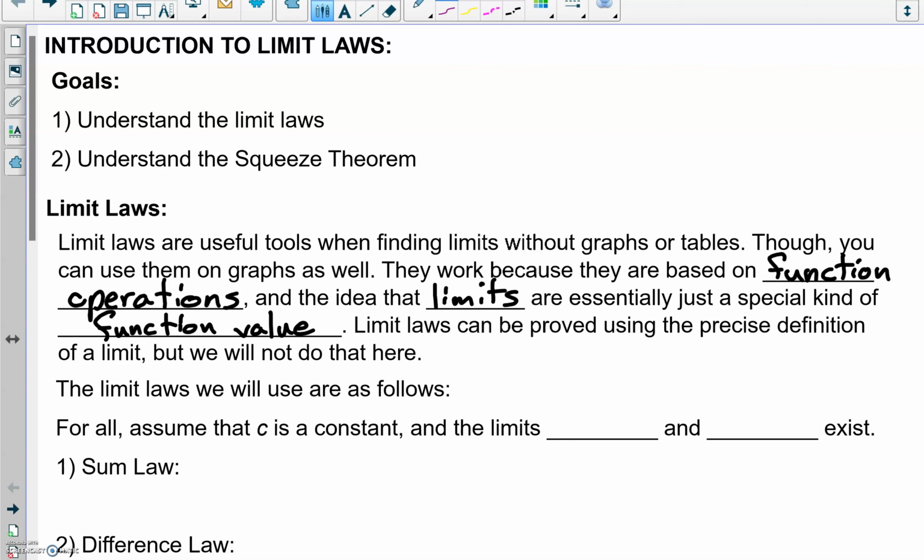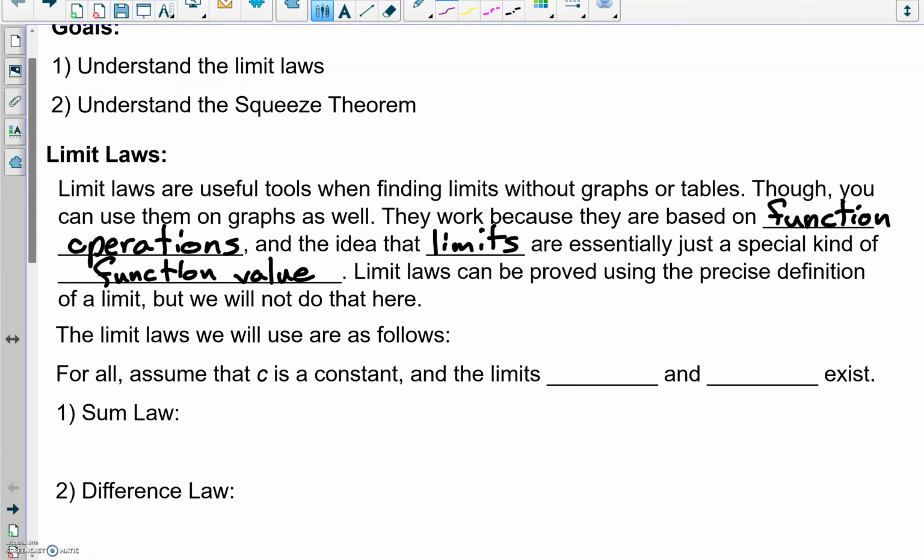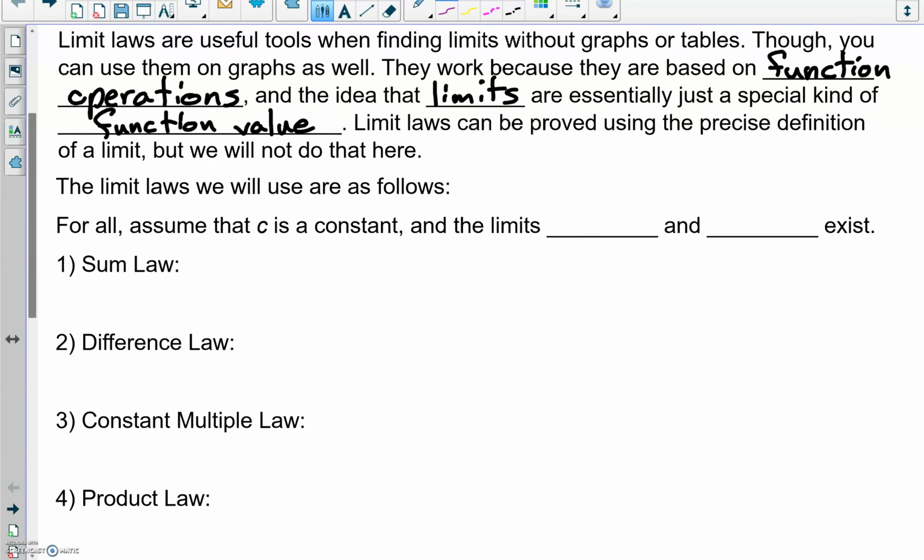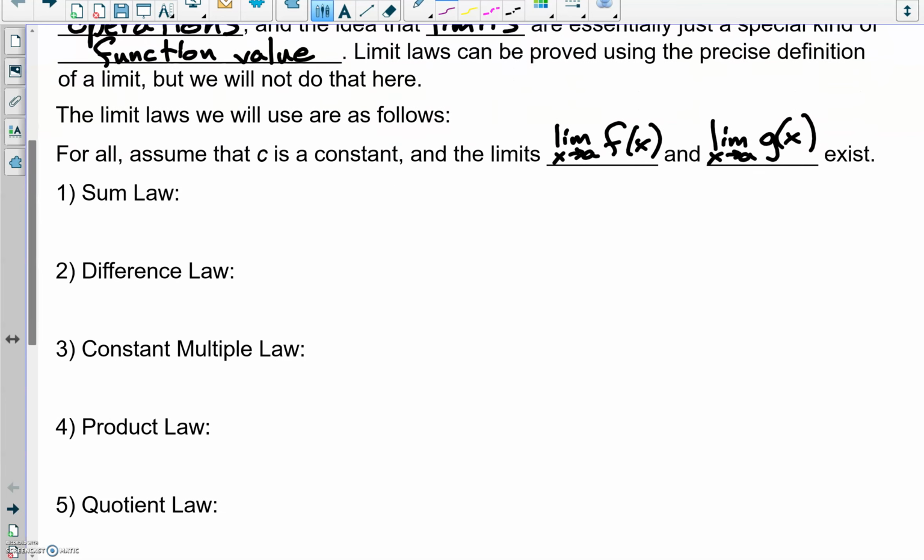And you can prove these laws using the precise definition of limit. Not going to do that here, not going to worry about it. So the limit laws that we're going to use in this class are as follows. For all of them, assume that c is a constant and that the limit as x goes to a of f of x and the limit as x goes to a of g of x exist. So let's take a look at the first 5 here.